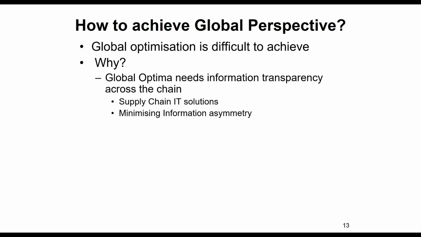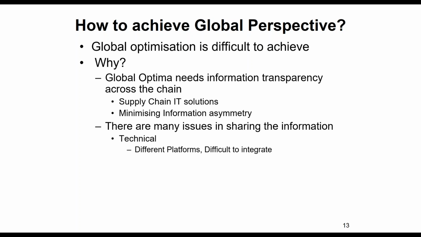Minimizing information asymmetry. The way I present my information needs to be understood by the rest of the people who are going to consume this information and need to take action on it. So that is also very much required, but not an easy thing, because the way I present my numbers may not be the same way somebody else is presenting the numbers. And then again, there are many issues in sharing the information, right? Technical, from the IT perspective, if somebody is using Java, somebody is using Microsoft, somebody has another system, and they all are using different formats, different ways of putting the numbers over there, and it's extremely difficult to integrate these heterogeneous systems together.